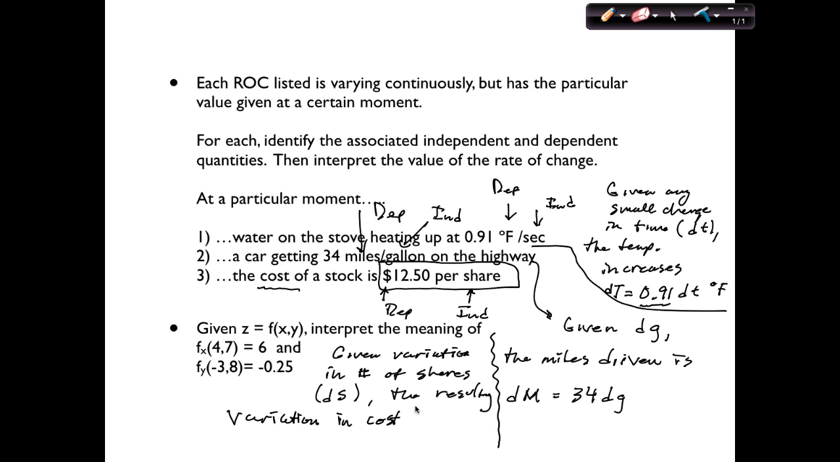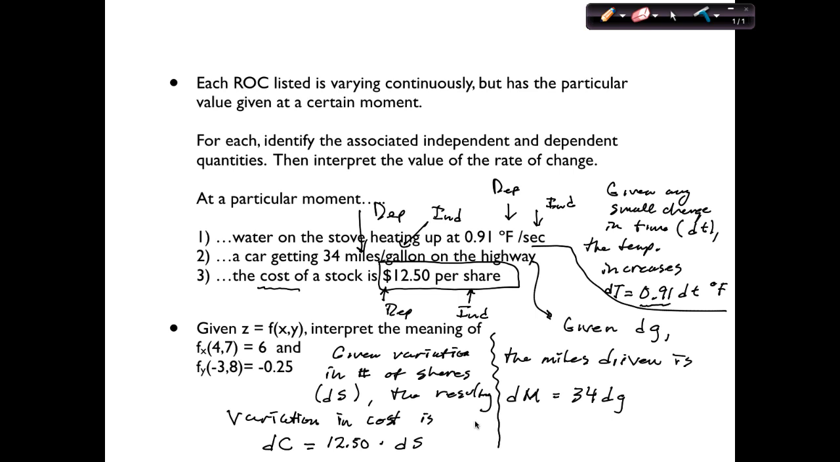So the resulting variation in cost is 12.5 times dS, and that would be like a dC or something. What I was getting at was that the rate of change doesn't tell you your total; it tells you the resulting variation of the dependent variable from a variation in the independent. Does that make sense?